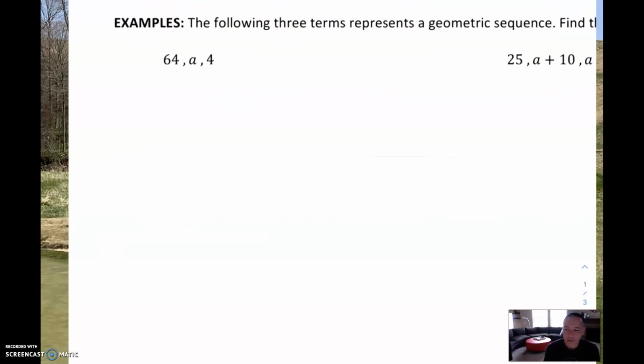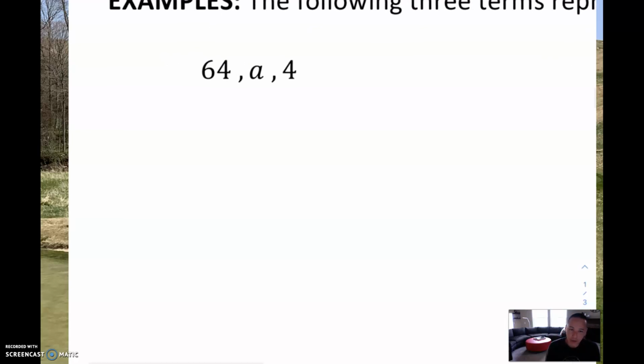All right, so now what we're going to do is going to be very similar to how we approached arithmetic sequences, and we're going to take three terms and we're going to solve for an A value. So we're starting with 64, and then it's going to multiply by some common ratio. It'll give us A, and we're going to multiply by some common ratio again, and it'll give us a 4.